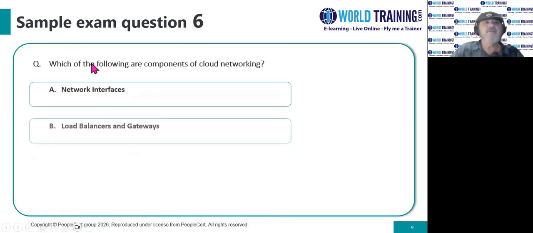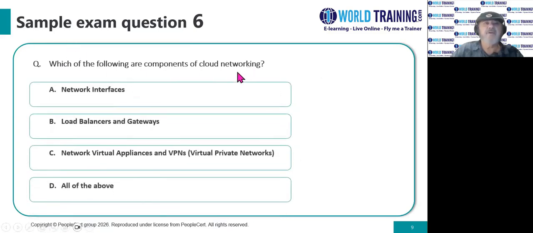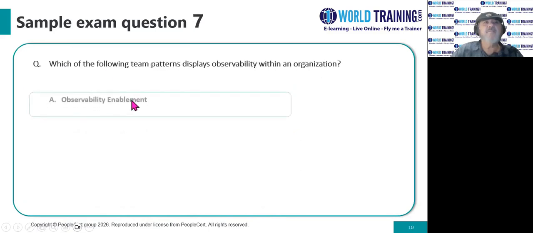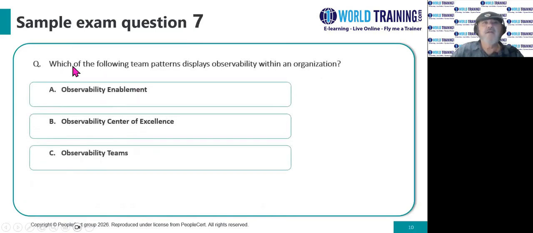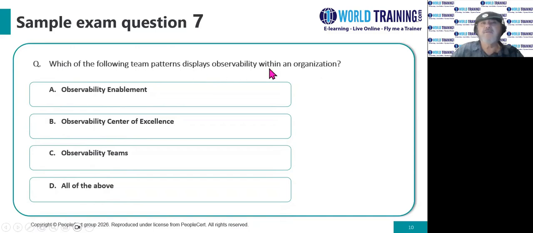Yes. Question 6, which of the following are components of cloud networking? Network interfaces, yes. Load balancers and gateways, yes. Network virtual appliances and VPNs, yes. So D, all of the above, is the best answer. Question 7, which of the following team patterns displays observability within an organization? Observability enablement is one of the patterns I remember on the slide. Observability center of excellence, yes. Observability teams, yes. So the best answer again is D, all of the above.